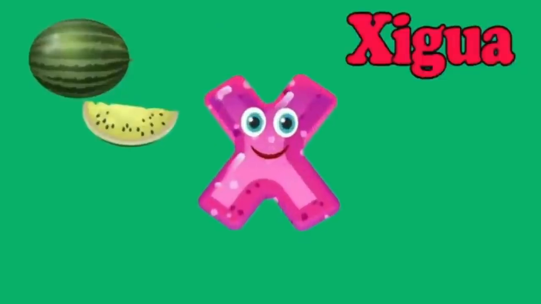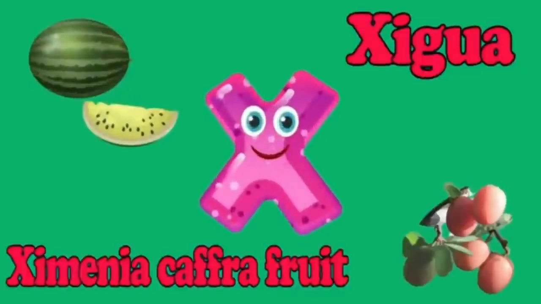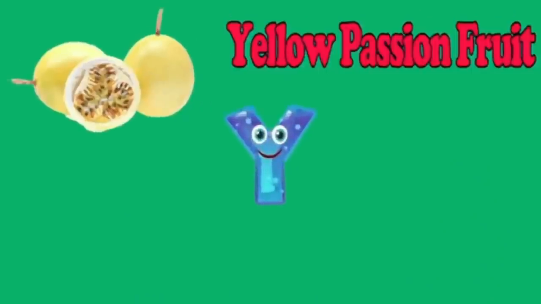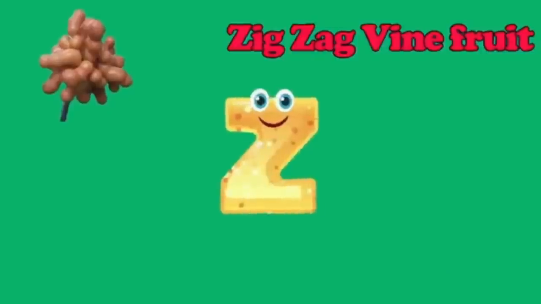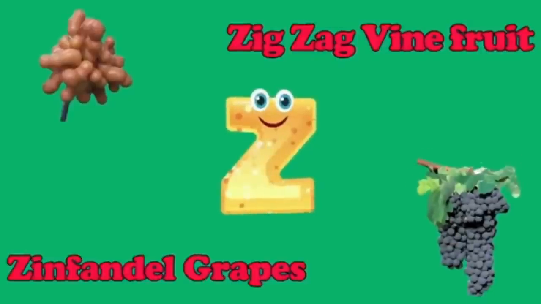X is for zigua, zigua. X is for xamenia kaffir fruit, xamenia kaffir fruit. Y is for yellow passion fruit, yellow passion fruit. Y is for yumberry, yumberry. Z is for zigzag vine fruit, zigzag vine fruit. Z is for Zinfandel grapes, Zinfandel.